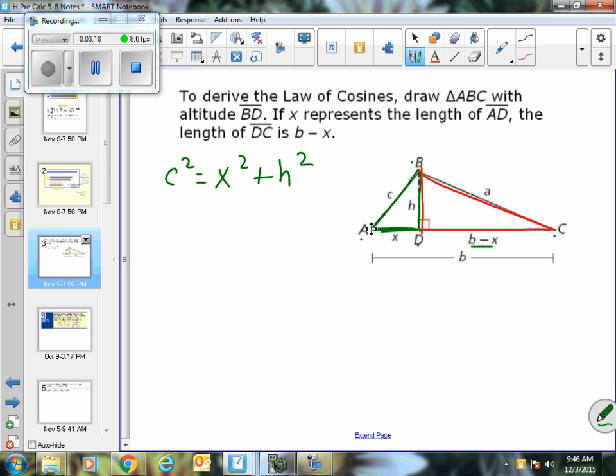I'm just going to write some relationships I need to derive this law of cosines. Then I'm going to pick vertex A. I chose this because I'm going to do it for this angle. You could do this though from any vertex. So I could do it from B and have an altitude from A.